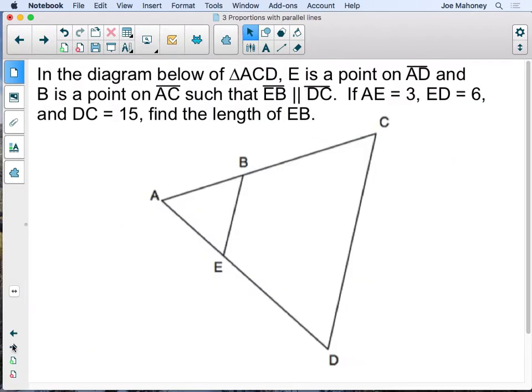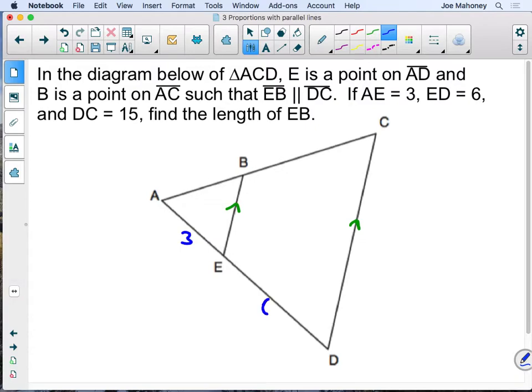So in this diagram below, E and B are points so that EB is parallel to DC. All right. If I got parallels, I know it divides it proportionally. Cool, let's label some sides. AE is 3, ED is 6, DC is 15. How big is EB? I'm going to call that X. So check it out. If you write 3 over 6 equals X over 15, you're wrong. You're wrong if you do that.